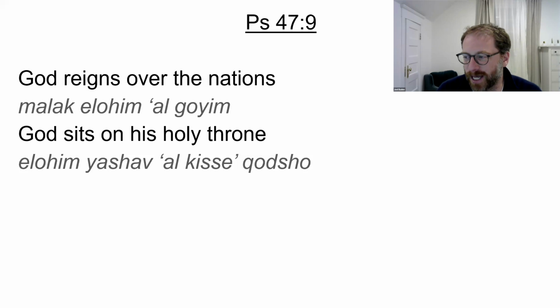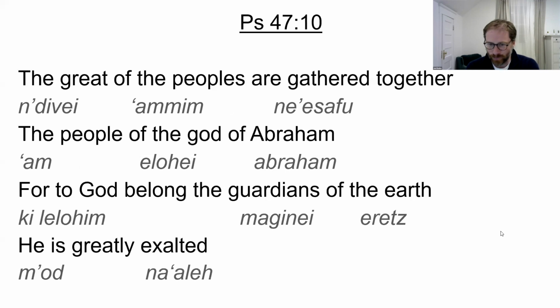It's in virtually every single line, right? God reigns over the nations again, right? Like talking about our God, who is sitting here on his throne, is in charge. The last line is a funny one. We're talking about the nations again. The great of the peoples, the amim, the nations, are gathered together.